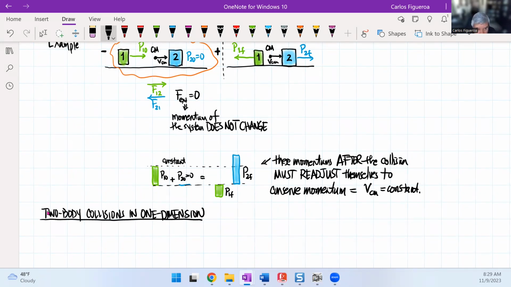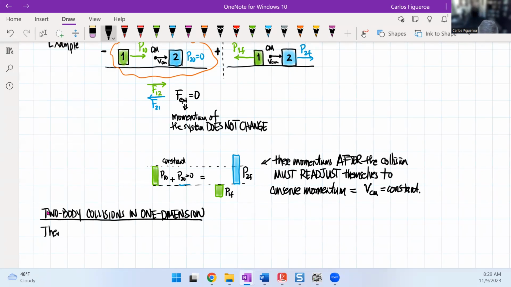One of the things here is I said that momentum is conserved in collisions. That means that the momentum does not change before or after a collision within a system. The system must reorganize itself to conserve V center of mass. So here's what we know.